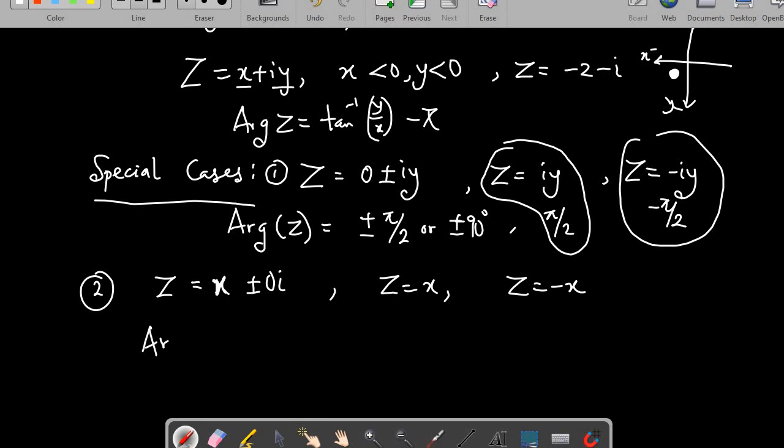Now if it is positive, for this one, your argument is going to be, you can use 360 degrees, if I'm not wrong, 360 degrees or 2 pi. And if it is negative, it will be 180 degrees or pi. All right, so any one of these would always be the argument depending on what you are dealing with.